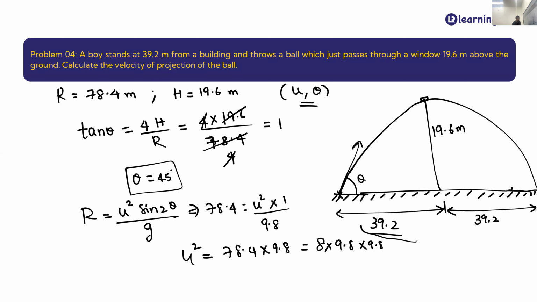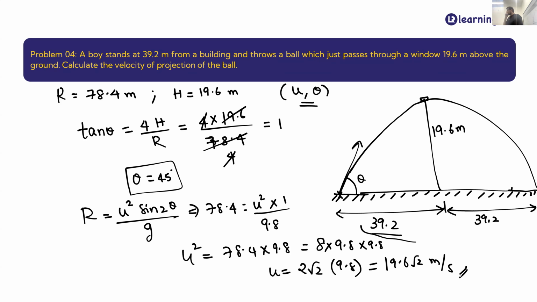Then what is the value of u? U is equal to the square root of this. So square root of 8 is 2 root 2. Square root of 9.8 into 9.8 is going to be 9.8 only, because 9.8 will come out. So what will be the answer? 2 into 9.8 is 19.6 root 2 meter per second. So this is going to be the initial velocity. It's 19.6 times root 2.